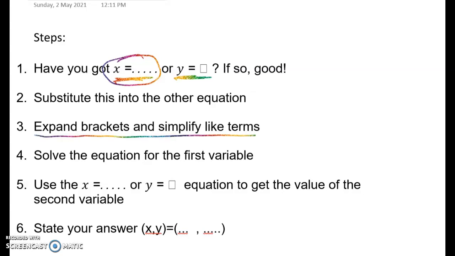We're going to expand brackets and simplify like terms. And we solve the equation for the first variable. Then we use the equation from the top to get the second variable's value. And finally, we give our answer. So I'll do one more example before you try some. And this time I'm going to go a little bit faster.